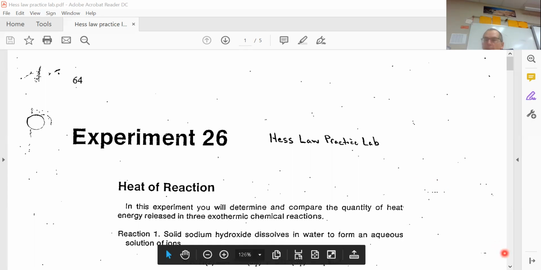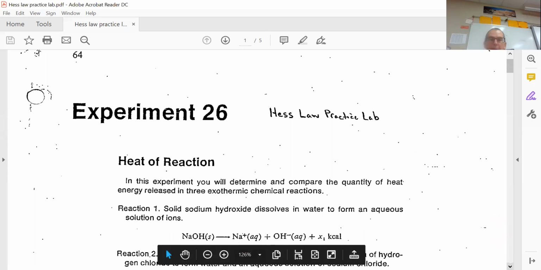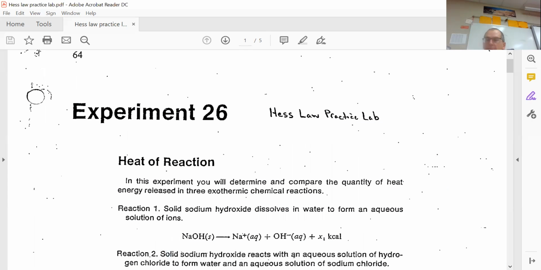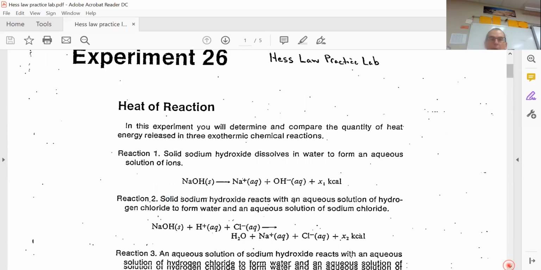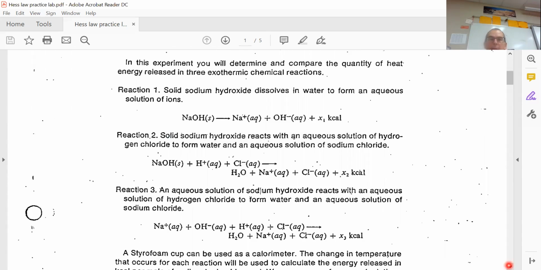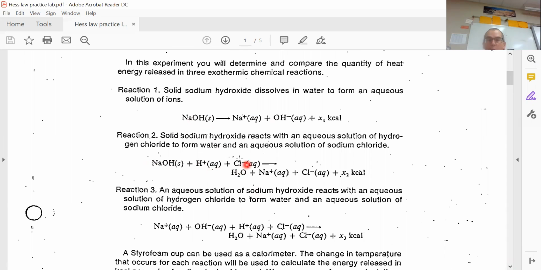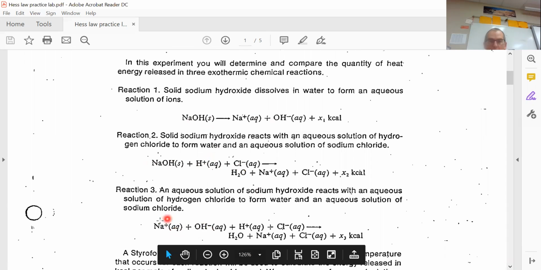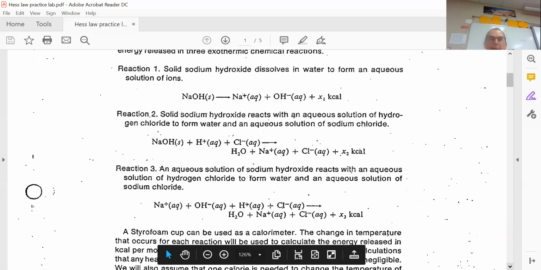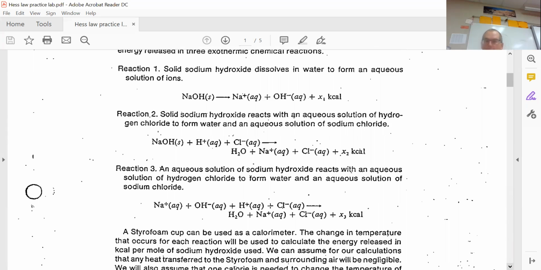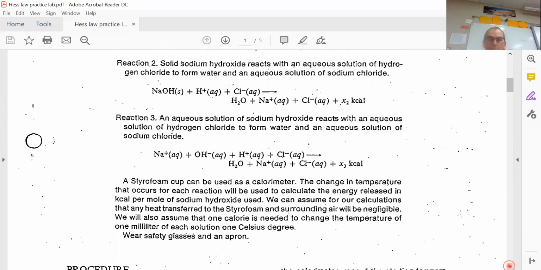So here we go. In this one, and you do have the photocopy for this so you can look this through, we're going to look at three reactions involving sodium hydroxide solid dissolving in water, sodium hydroxide solid dissolving in hydrochloric acid, which is aqueous, and then aqueous sodium hydroxide dissolving in aqueous hydrochloric acid. And we're going to realize that reactions 1 and 3 should add up to equal reaction number 2.